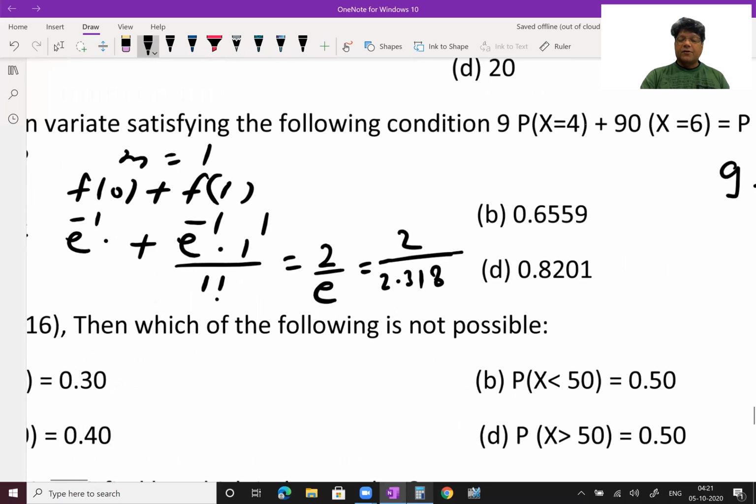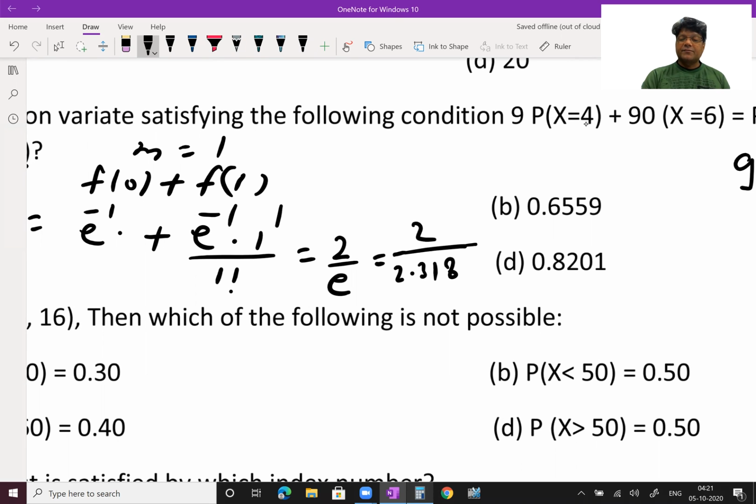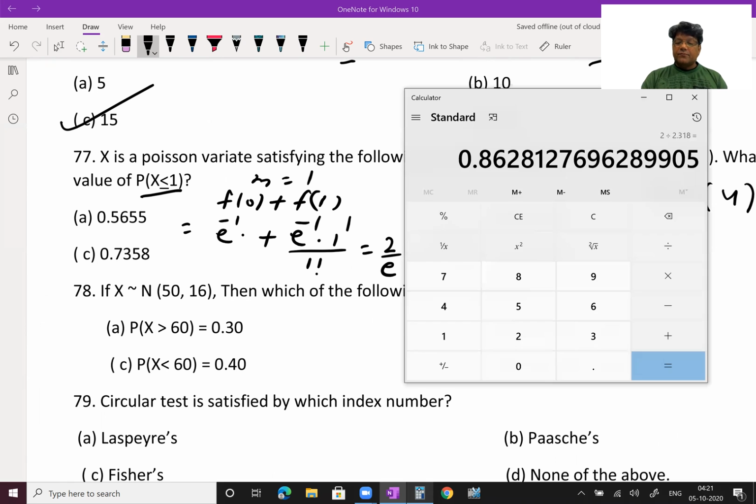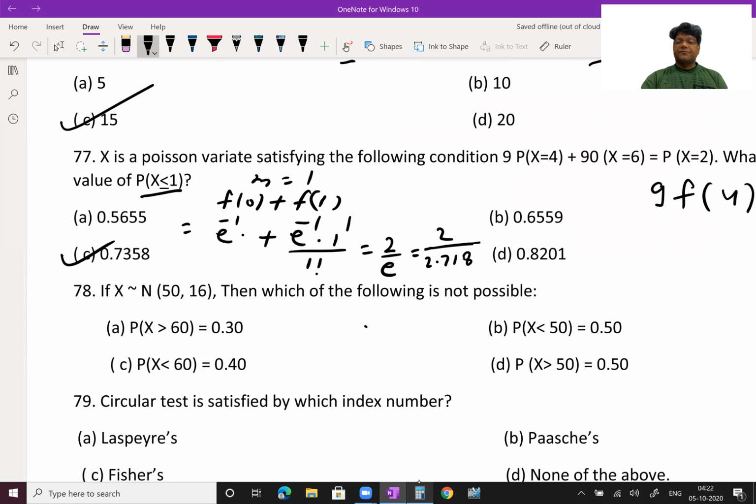Guys, the value I have put wrong. It will be 2.718. That is the value of e. If it is not given, we will take it like this. And sometimes what can happen? They will provide it themselves, take approximately 2.72 or like that. But if not given, it means 2.718. So calculating 2 divided by 2.718 is equal to 0.7358. 0.7358, C option here.